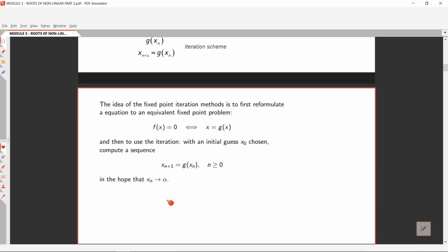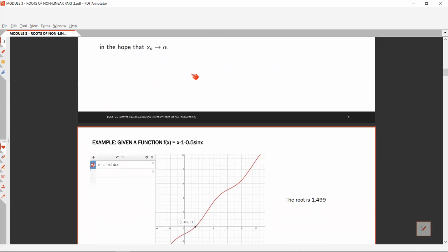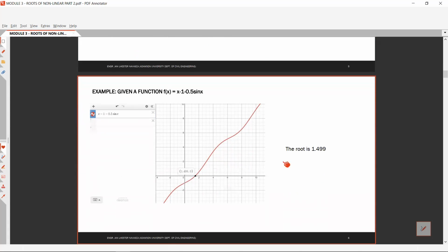We are hoping that x of n will converge to a value alpha, which is the root. Imagine, for example, an equation f of x equals x minus 1 minus 0.5 sine x. If we graph it, we know that the root is 1.499. I plotted it using Desmos.